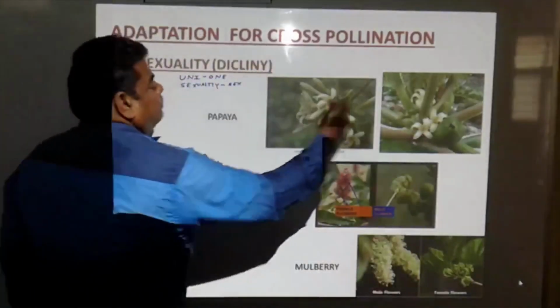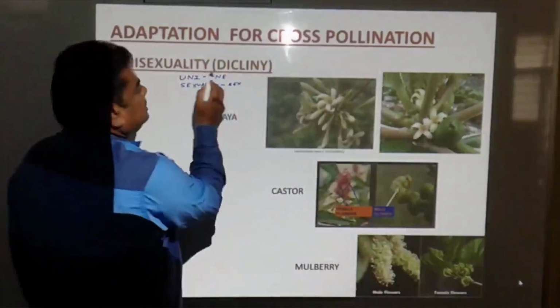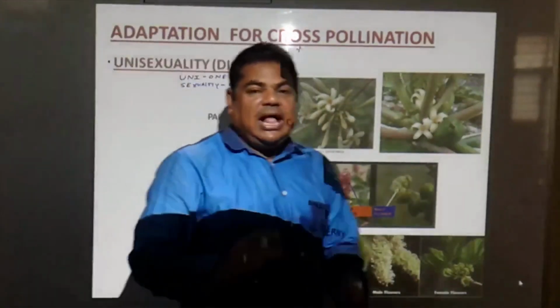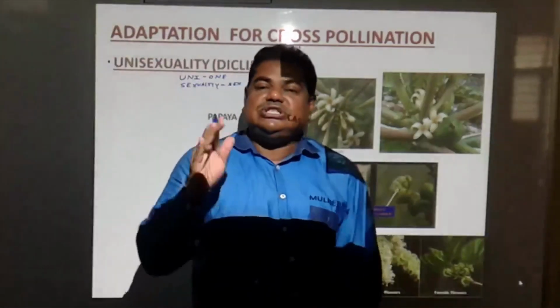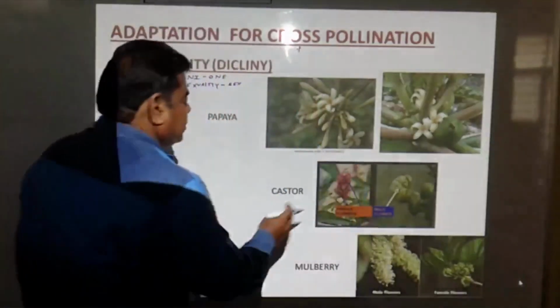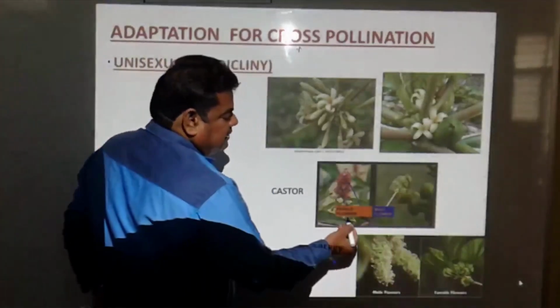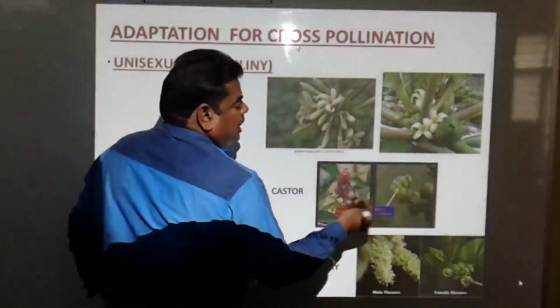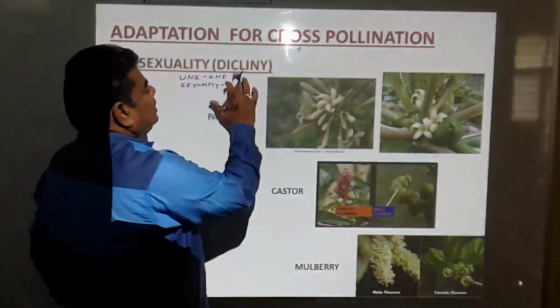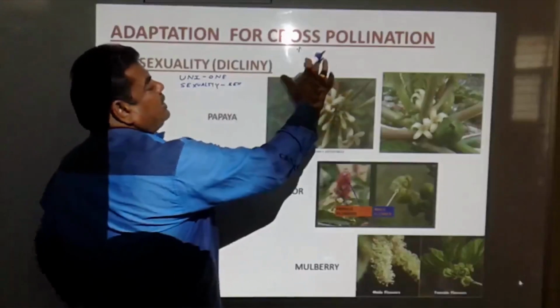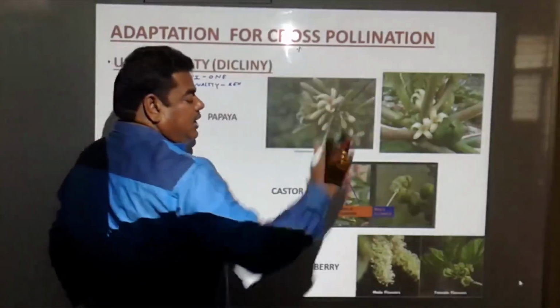So these plants accept this unisexuality to gain 100% cross-pollination and to avoid self-pollination. In the case of castor also, see here, these are the male flowers and these are the female flowers. These plants also accept this unisexuality. We call it dicliny, to gain cross-pollination and to avoid self-pollination.